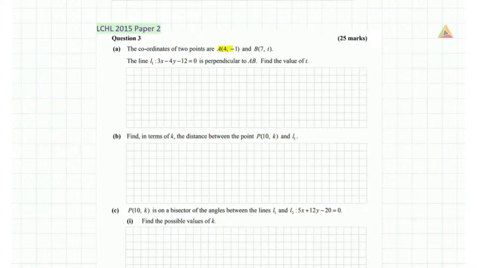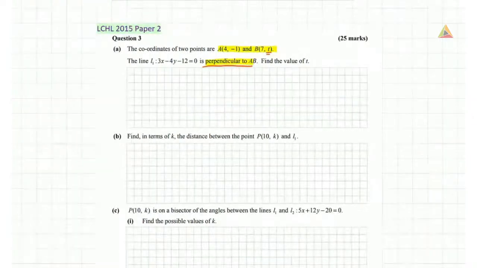So you can see here, they're giving you 2 points. They're leaving out one of the coordinates. They're calling it t, but they're giving you a really useful piece of information to make up for it, which they have to do. If they leave out something in a question, which they have done, they have to give you an extra piece of information to make up for that. So we're told that the line is perpendicular to AB.